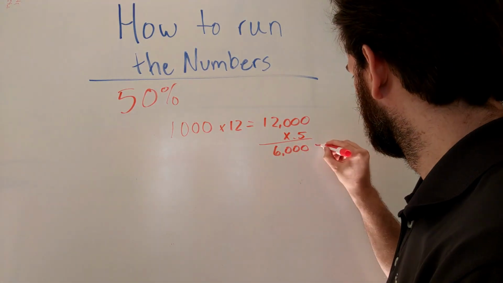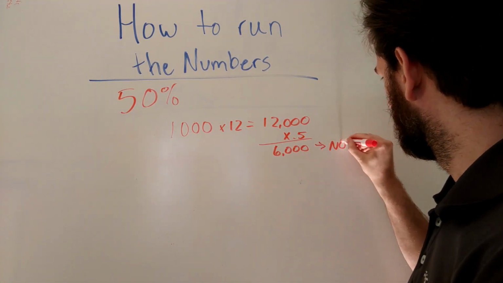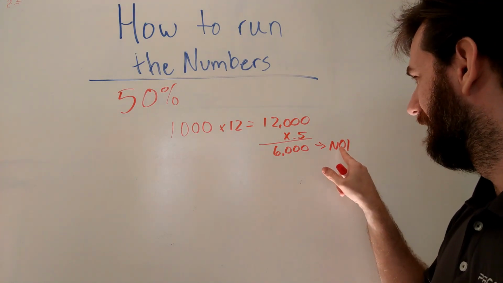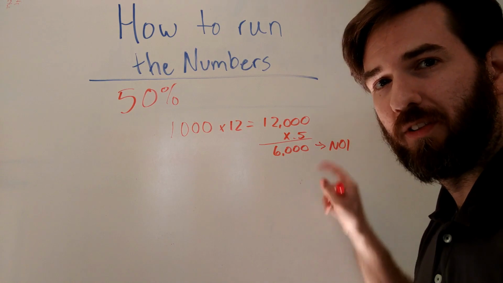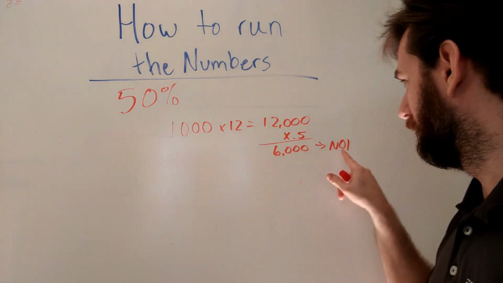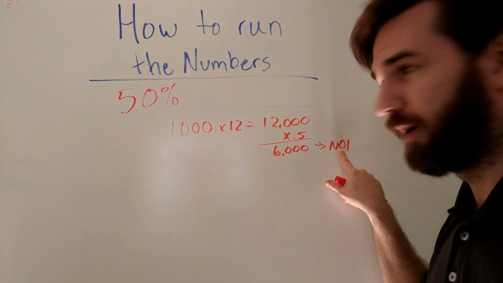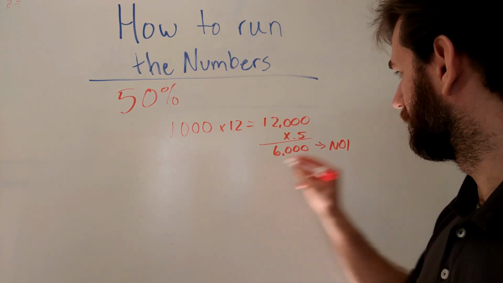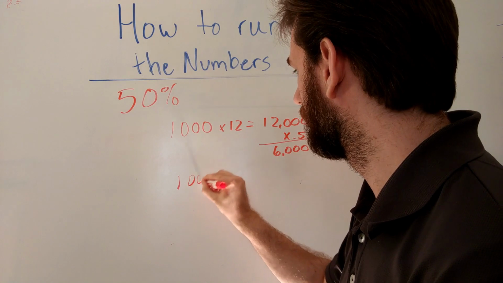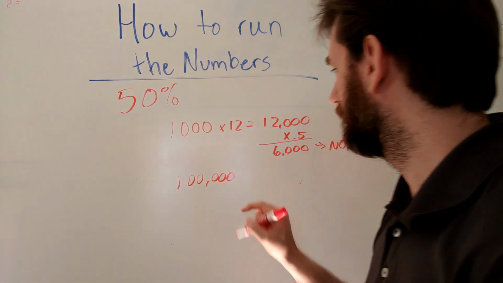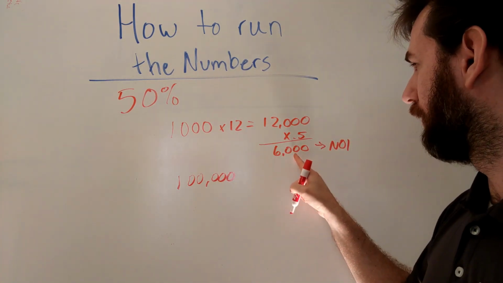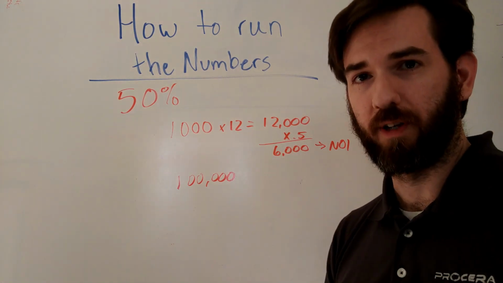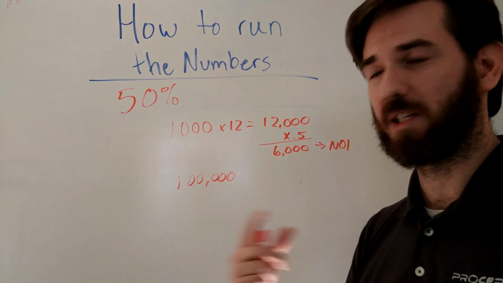This is referred to as the NOI, net operating income. And that's the number that you use to determine your cap rate. So if you invested $100,000 in this property and you're only getting $6,000 back out, then you're getting a 6% return on your investment. So the cap rate on that property would be 6%.